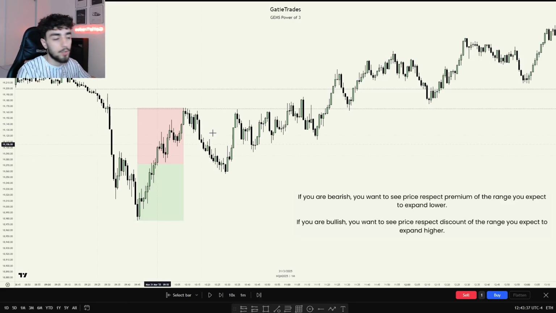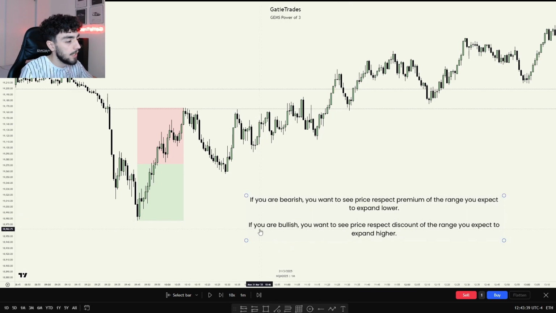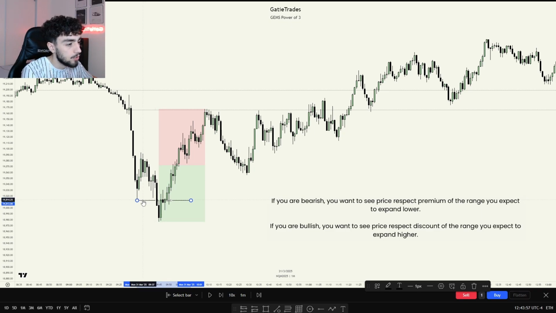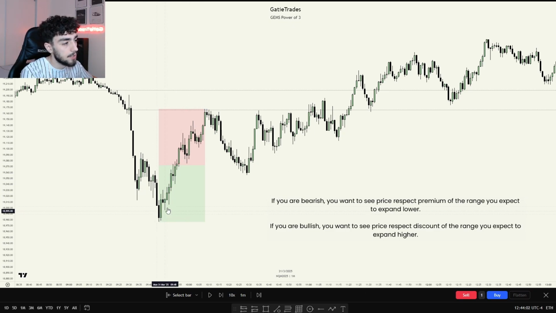All right, so here is another example where we talked about if you are bullish, you want to see price respect discount on the range, you expect to expand higher. So right here, we have a dealing range. If you remember what a dealing range is, it is your most recent sweep of sell side and buy side liquidity. So over here, this is your most recent take of sell side, right? Your most recent low that was taken, that's the lowest low. There's no other low that was taken here. We have lows, but they didn't take out any other low. And then your most recent take of buy side, that would be right here. So this would be your dealing range on the 1 minute time frame.